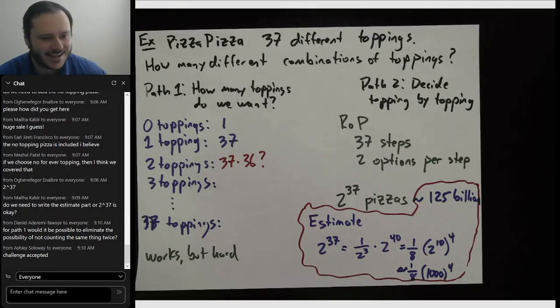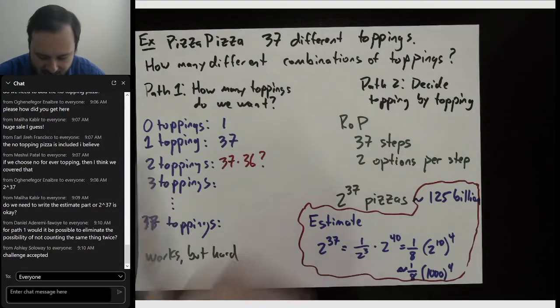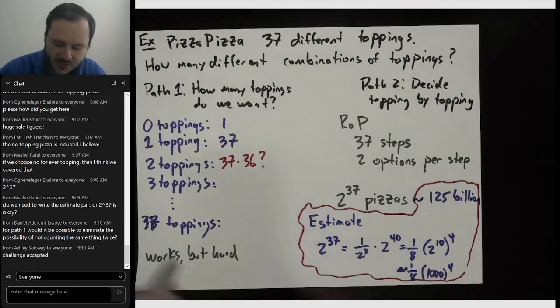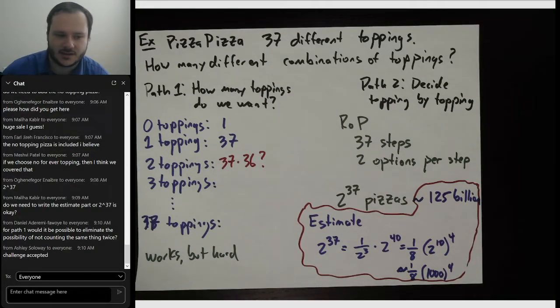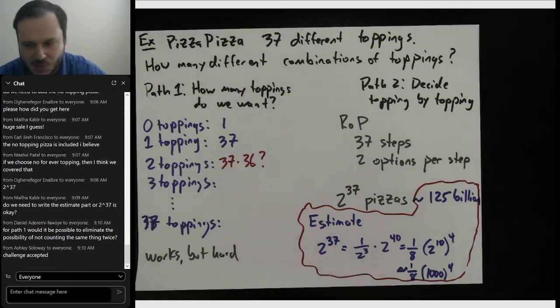Challenge accepted. For path 1, can we eliminate that? Yes, we're going to get to that. There is a way to do path 1. Path 1 is never the fastest way, but there is a way to make it happen. We just need new ideas. Haven't gotten there yet. We will get there.